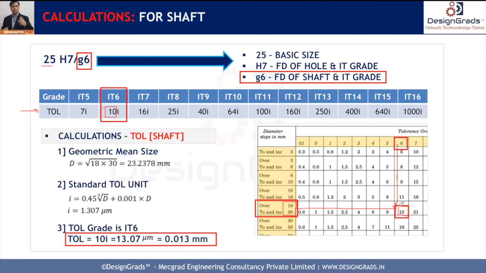We have already seen this calculation also. D is the same because the range is going to be the same. So it is the same thing which we calculated for the hole. i is also going to be the same because D is the same. The only thing which is changing is the multiplication factor. So we have 10i, that means i we calculated as 1.307, 10 into 1.307 is 13.07 microns, which if you round off will give you 13 microns, which we got here. So do you have to do these calculations? Obviously no, you can directly find this tolerance in this chart.